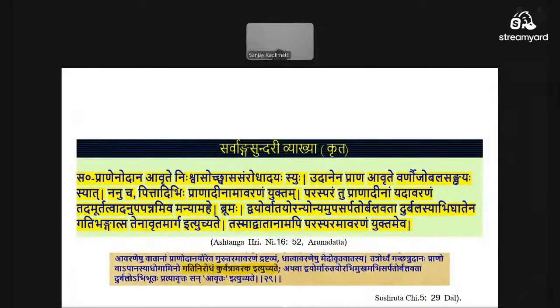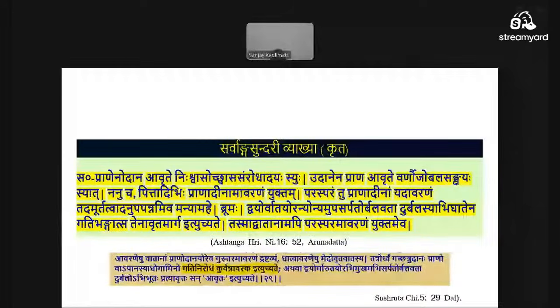Amurtatvat. Where there is no shape and size, how can that do the avarana? It cannot be understood. Bruvate: Dvayor vatayor anyonyam upasarpato balavata durbalasya abhighatena gatibhangat sa tena avarta marga ityuchyate. Very important. See the commentary of Dalhana also, Chikitsa commentary, not Chakrapani. Gati nirodham kuryat na avarakam ityuchyate. So in Anyonya Avarana, it is impossible to cover one Vayu by the other. So what happens? The stronger Vayu does the Gati Nirodha of the weaker Vayu.